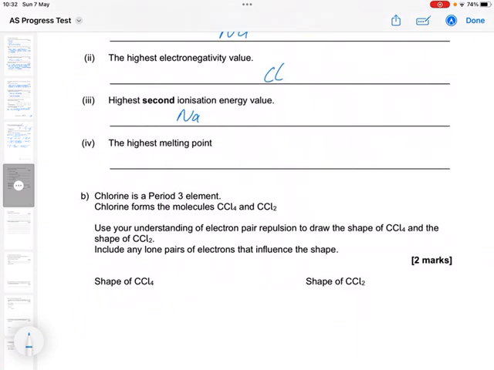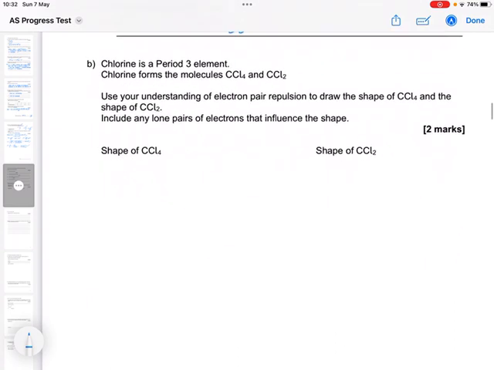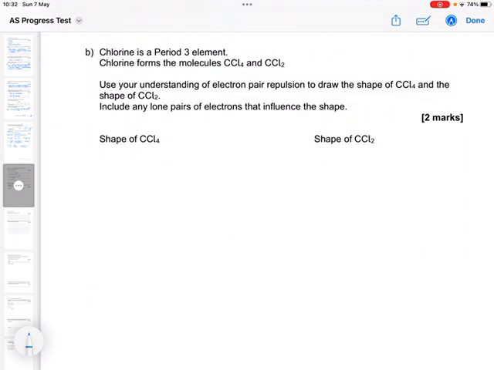And then the highest melting point, that's going to be the macromolecular one, which is silicon here. Okay, part B. Chlorine is a period 3 element. Chlorine forms the molecules CCl4 and CCl2. Use your understanding of electron pair repulsion theory to draw the shape of CCl4 and CCl2.